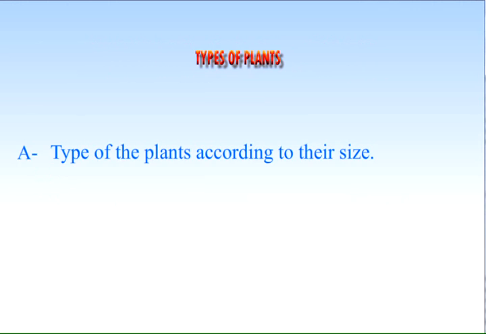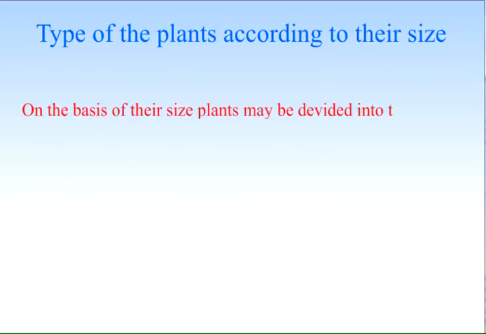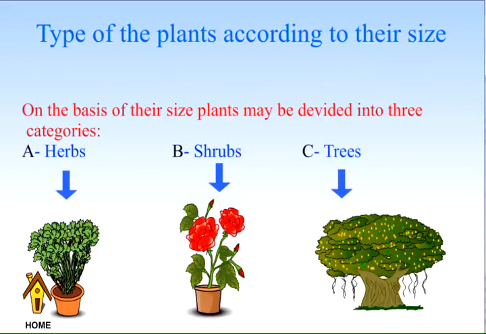Type of the plants according to their size. On the basis of their size, plants may be divided into three categories. A. Herbs. B. Shrubs. C. Trees.